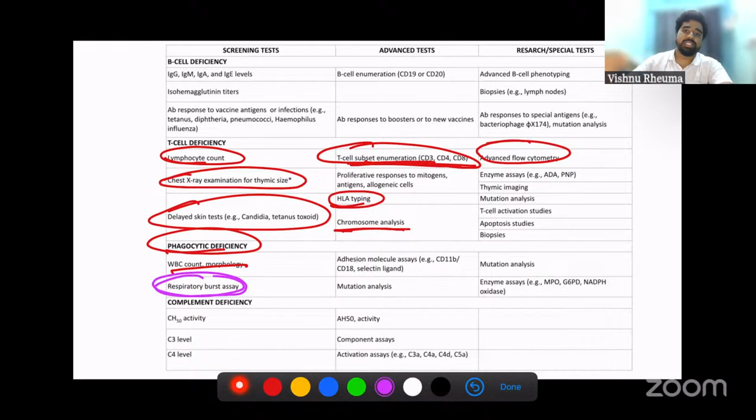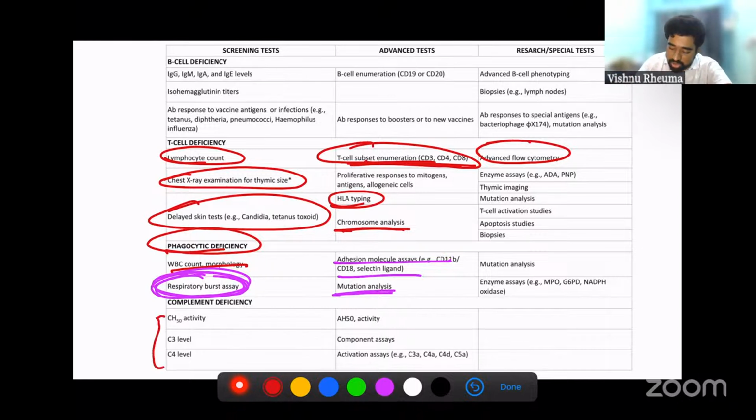These are two tests where you trigger macrophages, give some antigen or foreign molecule, and ask the macrophage to produce a respiratory burst, to produce peroxides and superoxides, and eventually the myeloperoxidase halide system will be there, which will kill the external organism. So you trigger the macrophage to cause this respiratory burst. That is your basic test. Then your advanced test will be adhesion molecules. In leukocyte adhesion defect, you want to see integrins, selectins, etc. Then mutation analysis is also advanced.